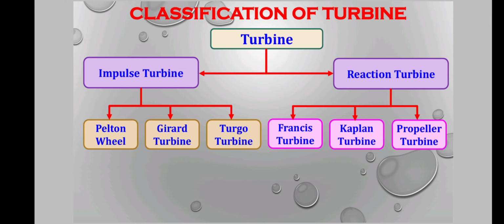This is the main classification of turbines. First is the impulse turbine and the reaction turbine. Impulse turbines include the Pelton wheel, Girard turbine, and Turgot turbine, and reaction turbines include the Francis turbine, Kaplan turbine and propeller turbine.